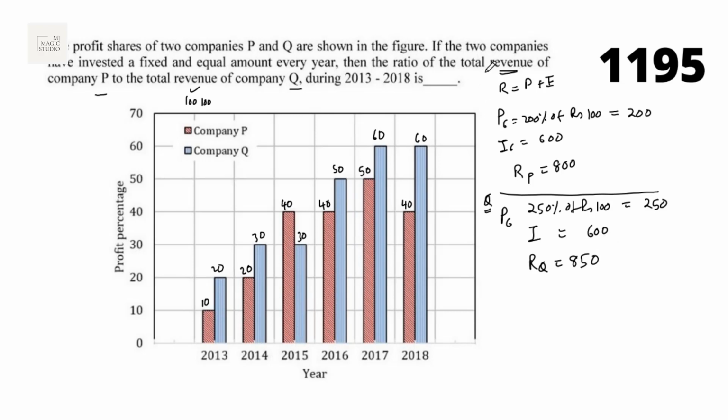Now the question is, what is the ratio of total revenue of P and total revenue of Q? So revenue of P is to revenue of Q is 800 is to 850, that is 16 is to 17. Type in the answer, 16 is to 17.